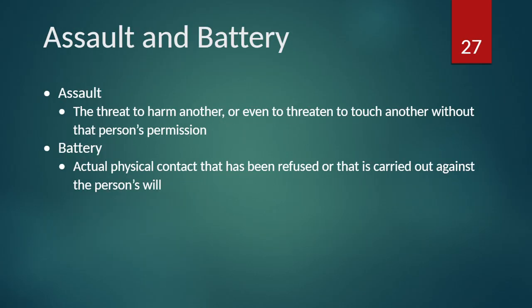On this slide, we're reviewing two important legal terms that nurses must understand: assault and battery. These terms often appear together, but they describe two different types of wrongful actions. Assault refers to a threat to harm another person, or even a threat to touch someone without their permission. The key point is that assault does not require physical contact. It's about causing fear or creating the belief that harmful or unwanted contact is about to happen. For example, threatening to give an injection after the patient has clearly refused would be considered assault.